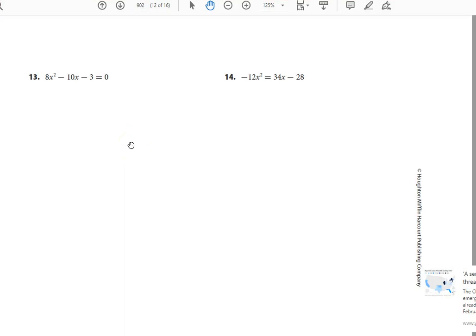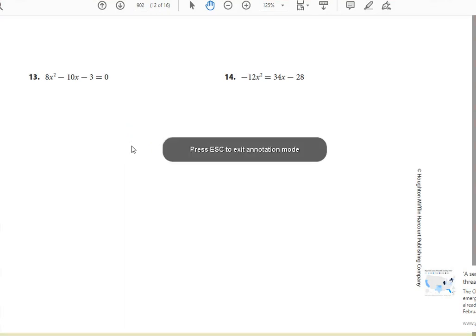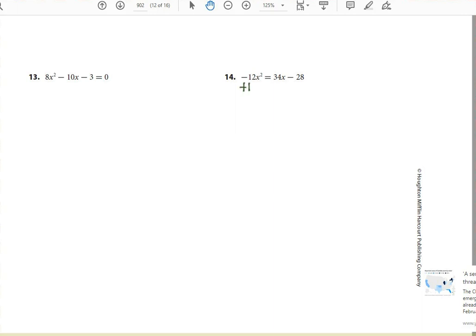So step one is going to be to get the equation equal to 0 by adding 12x squared to both sides. So we want to add 12x squared to both sides. Okay, so we would get 12x squared plus 34x minus 28 equals 0.